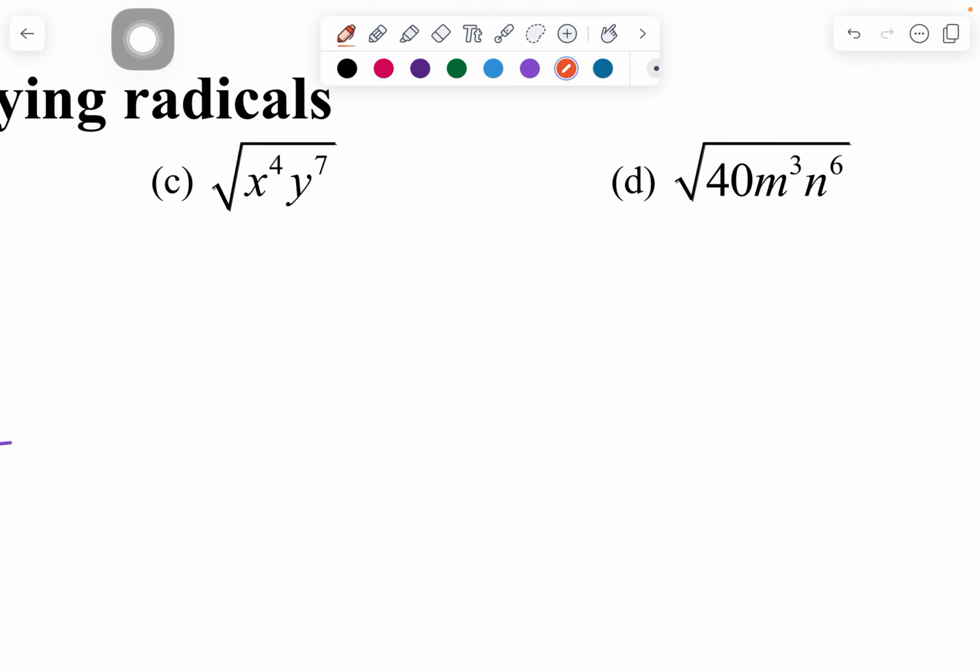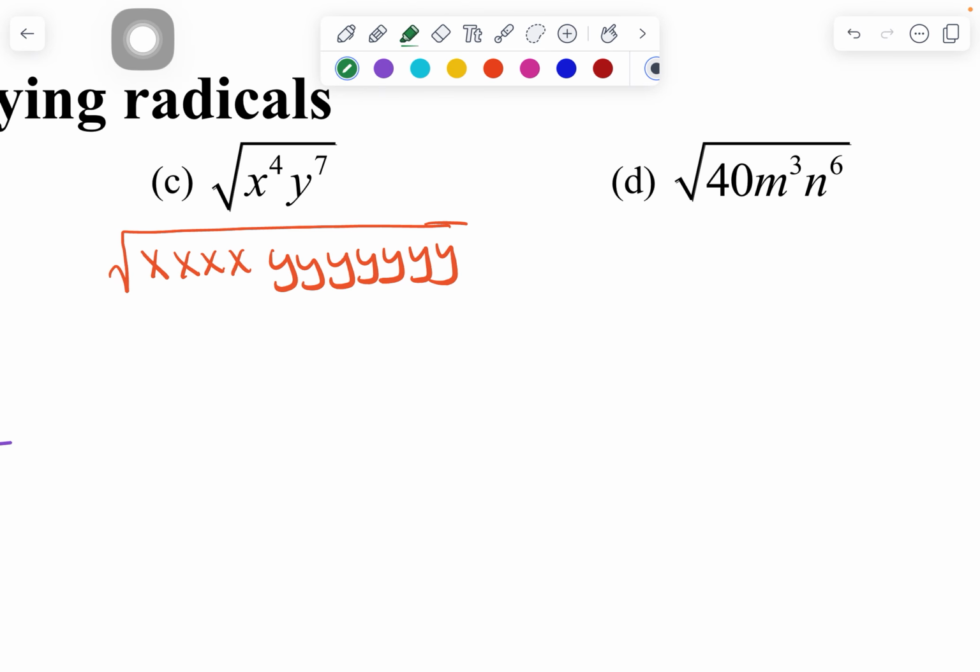Part C, we're dealing with a root. Now we have x and y. Well, we're going to do the same thing. It kind of depends on what you want to work with and how many times you want to write y out, but let's go ahead and try the prime factorization on this one. So that means we've got 1, 2, 3, 4 x's and 1, 2, 3, 4, 5, 6, 7 y's. Now be super careful when you're doing these pairs. We're going to have 1, 2 pairs of x's, then 1, 2, 3 pairs of y's.